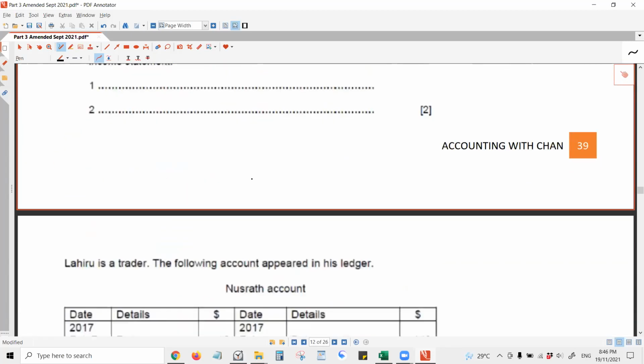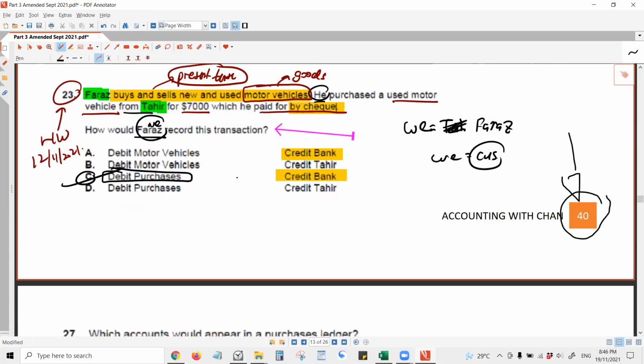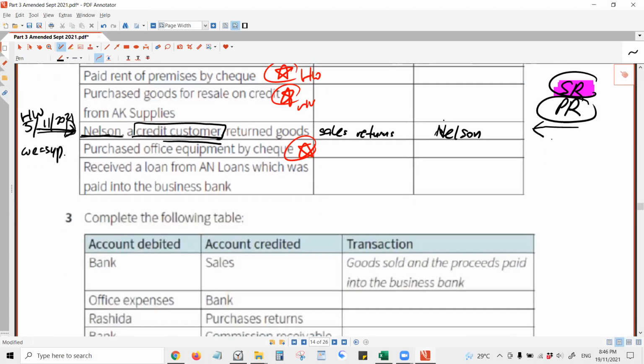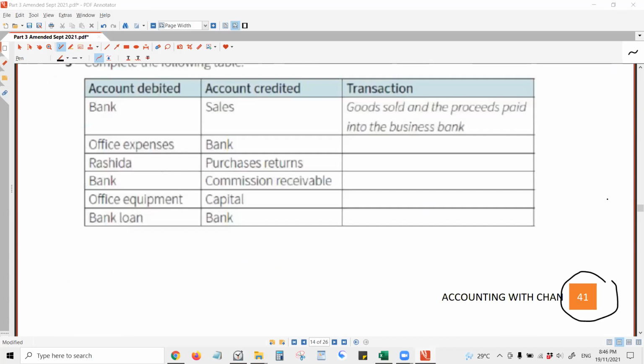You go to page number, yeah, this page. Page 41. Let's do these two tables together. Okay, page 41.